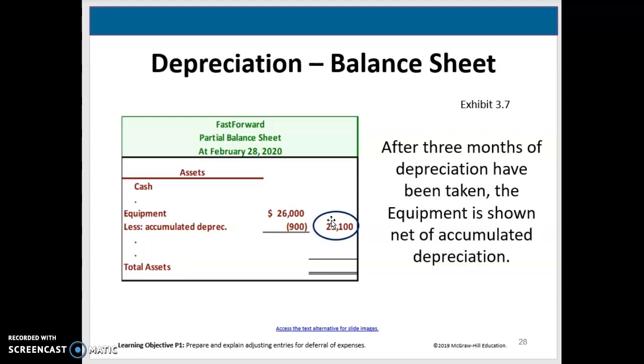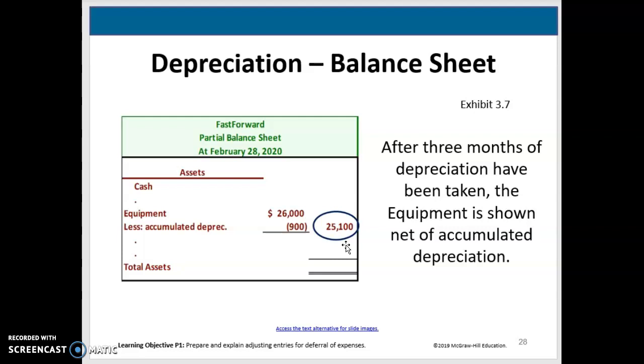The cost of a plant asset less accumulated depreciation is known as our book value. So our asset, the equipment, is going to be shown on the balance sheet at its net amount, or its book value. On the slide, we have a partial balance sheet. It's showing that in this case, 3 months of depreciation have been taken on the equipment. So 3 times 300, or a total of $900, is the accumulated depreciation at the end of February, month 3. So the equipment account is being reported at $25,100, which is the cost that has not yet been depreciated.